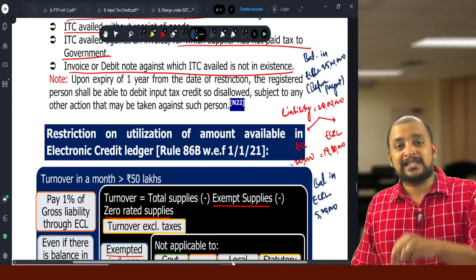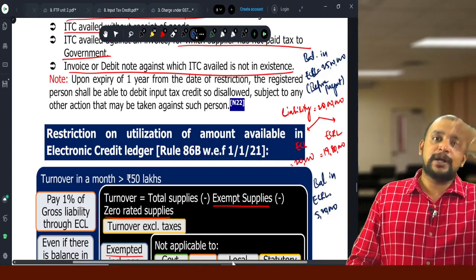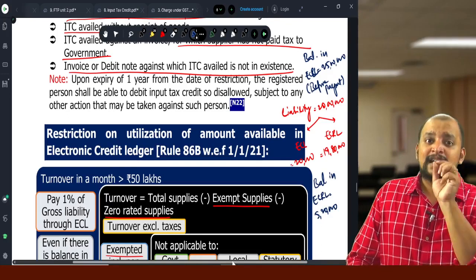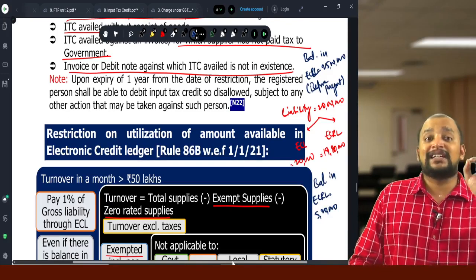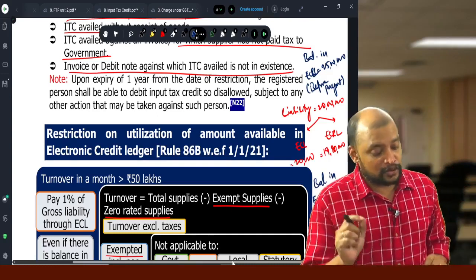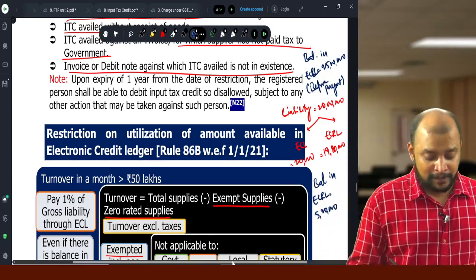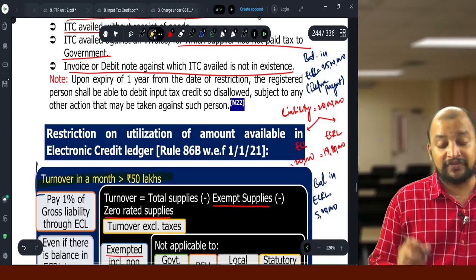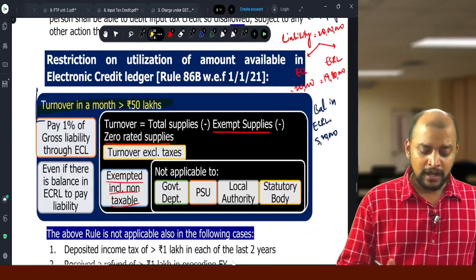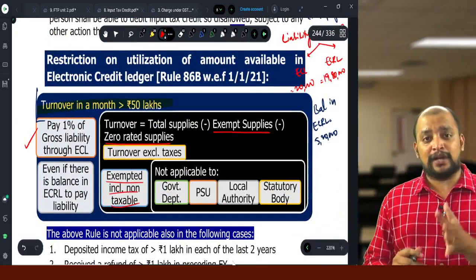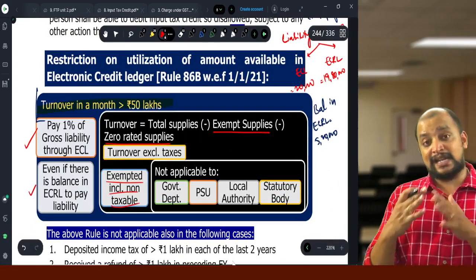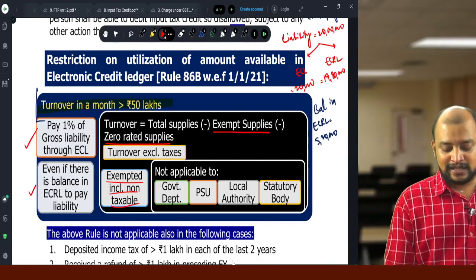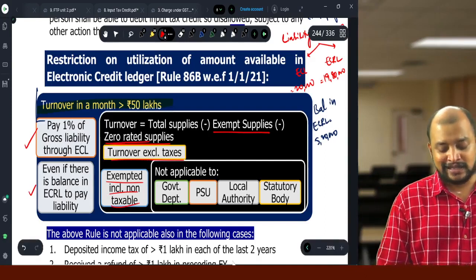So this will be one adjustment in the computation. Regularly we do computation of GST payable. In that regular computation of GST payable, ensure that this adjustment is being applied. Check the turnover, not the liability, turnover. It will be applicable only if the turnover in a month exceeds 50 lakhs. Pay 1% of the gross liability through electronic cash ledger, even if there is balance in the electronic credit ledger to make the payment. And turnover excludes exempted supplies, zero rated supplies, and even non-taxable supplies.